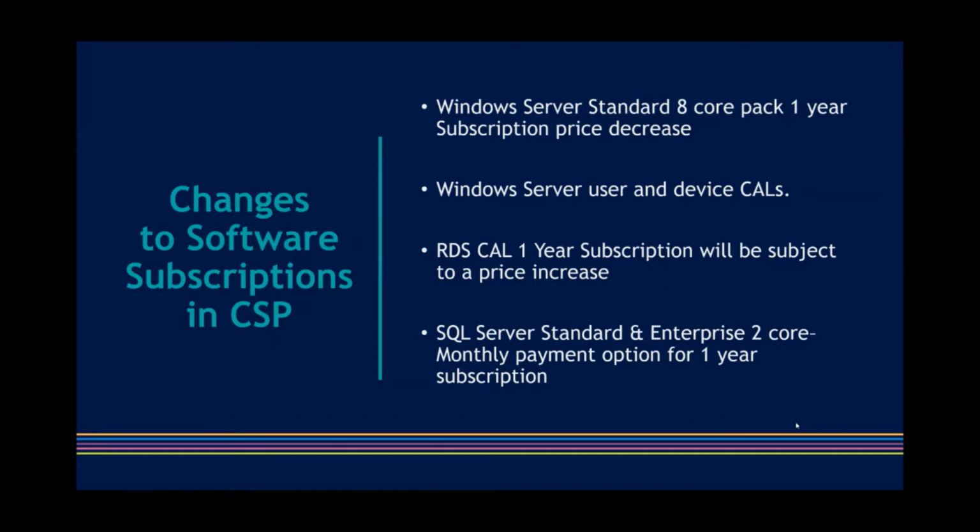Windows RDS CALs 1-year subscription will be subject to a price increase. There will also be a monthly payment option available for the 1-year subscription, and the existing monthly payment option for the 3-year subscription will be removed, with only the upfront and annual payment options remaining. SQL Server Standard 2-core pack and SQL Server Enterprise 2-core pack will offer a monthly payment option for the 1-year subscriptions to bring this in line with the Windows Server licenses.